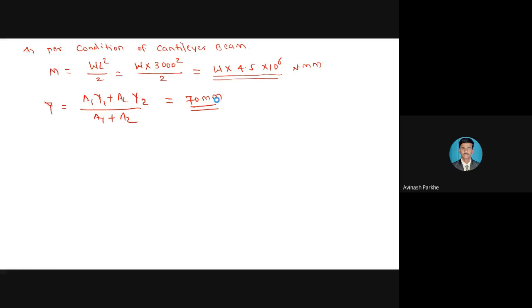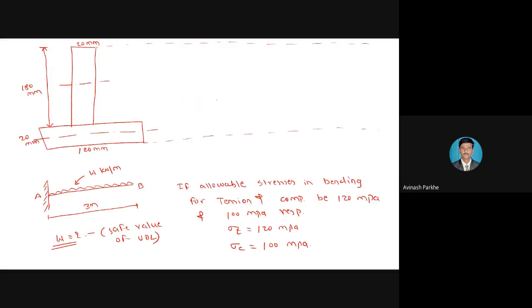Whether this 70 mm we have to consider as a YT or YC. YC. Why? What is the cantilever beam? In a cantilever beam, below the neutral axis, the section is subjected to compression. Above the neutral axis, section is subjected to tension. This center line means your neutral axis is there. Therefore, this is the first Y bar. Whatever we have calculated, Y bar is equal to 70 mm, which is also called YC.